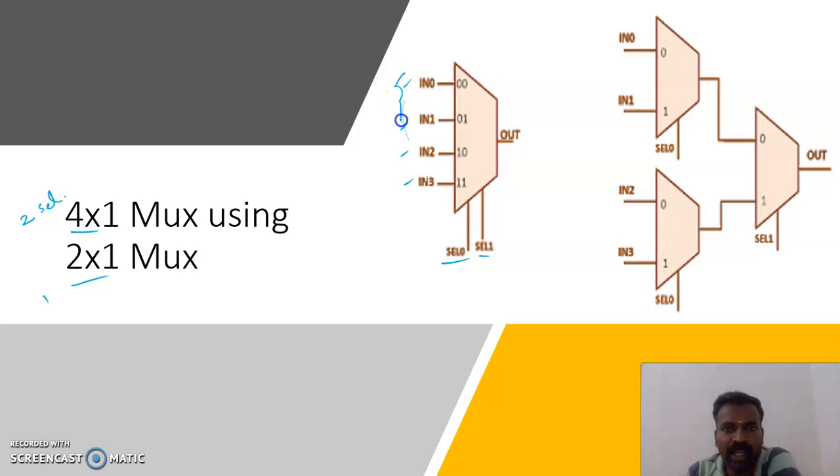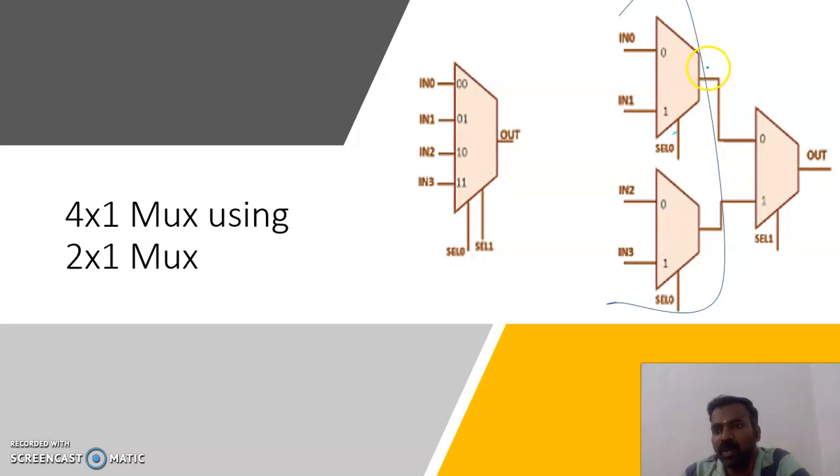Have a look at this. I take these two as inputs of one multiplexer, and these other two as inputs of another multiplexer. In the first level I use only select 0. This is multiplexer number 1 and multiplexer number 2, and here I use select 0 as the selection line for both. Now the first level is over. This multiplexer's output will be given as an input to another multiplexer, and this output is also given to the input of that other multiplexer.